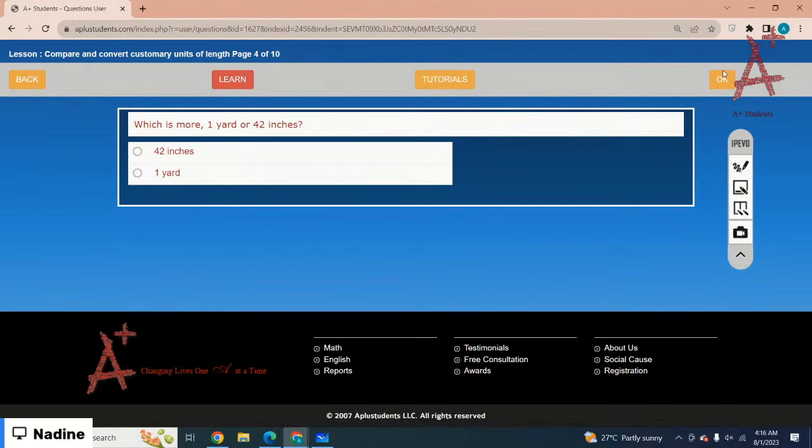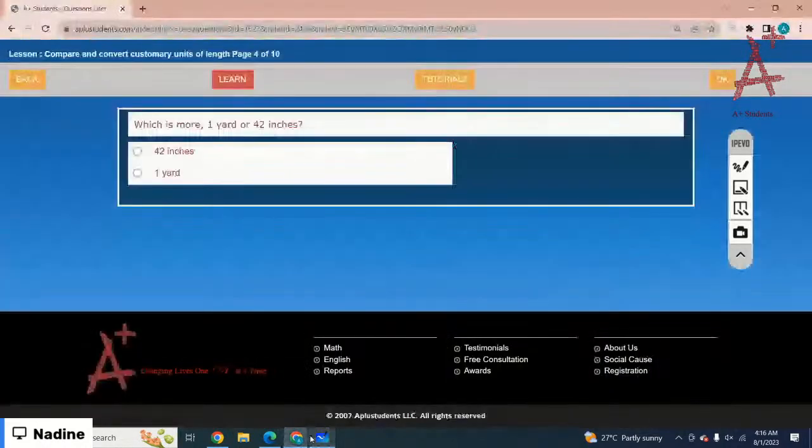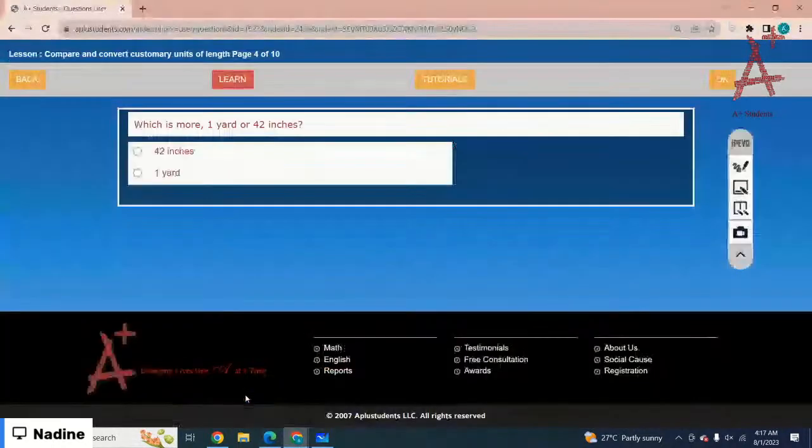Which is more, 1 yard or 42 inches? Which is the correct option? Okay, 1 yard equals 36 inches. You can note down this one also. 1 yard equals 36 inches. So here you are given 42 inches. So obviously 42 inches is greater than 36 inches.